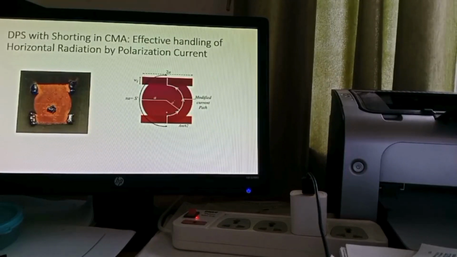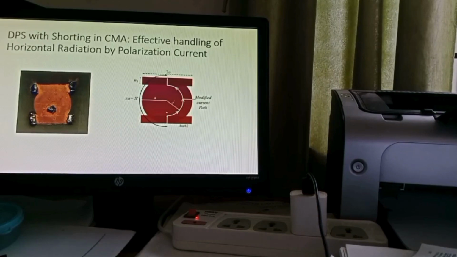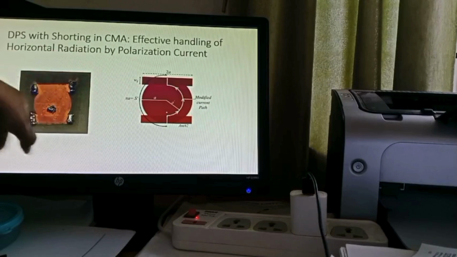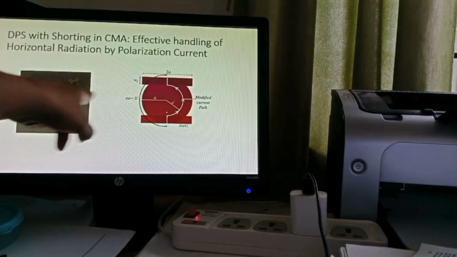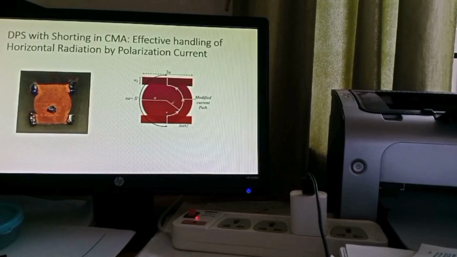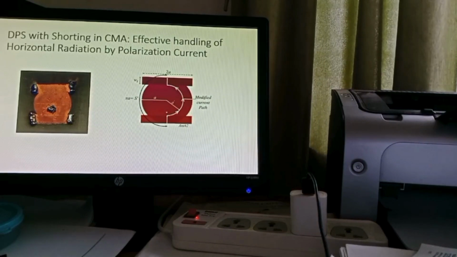And this is the DPS with shorting in circular microstrip antenna. Here DPS, you can see the circular patch has been deformed with this. This is the fabricated picture, where here we have put some shots. So these shots are basically handling the horizontal radiation by the polarization current. This is given in IEEE Access 2023 or 2022. With my name you can get all these papers where all the elaborate analysis is there.